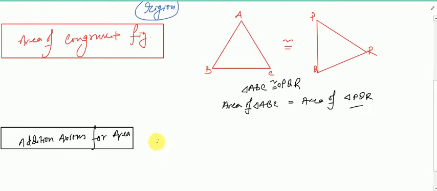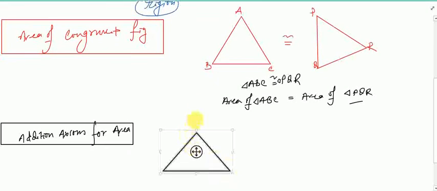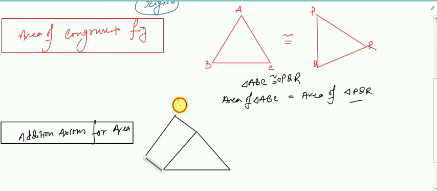Addition option says that if there is an enclosed figure like this, like there is a triangle over there, and we have a square here, a rectangle here, like this. So this is a figure we have. Now I label this figure like this, that is A, B, C, D, E.